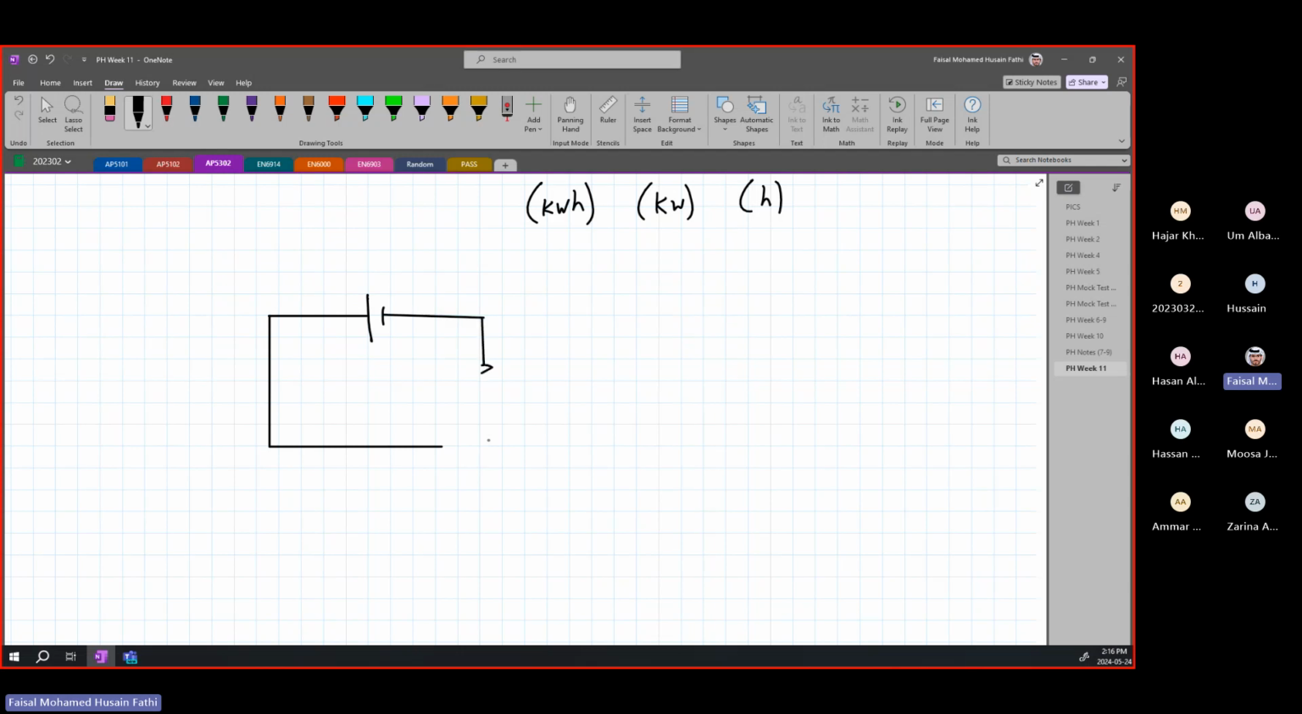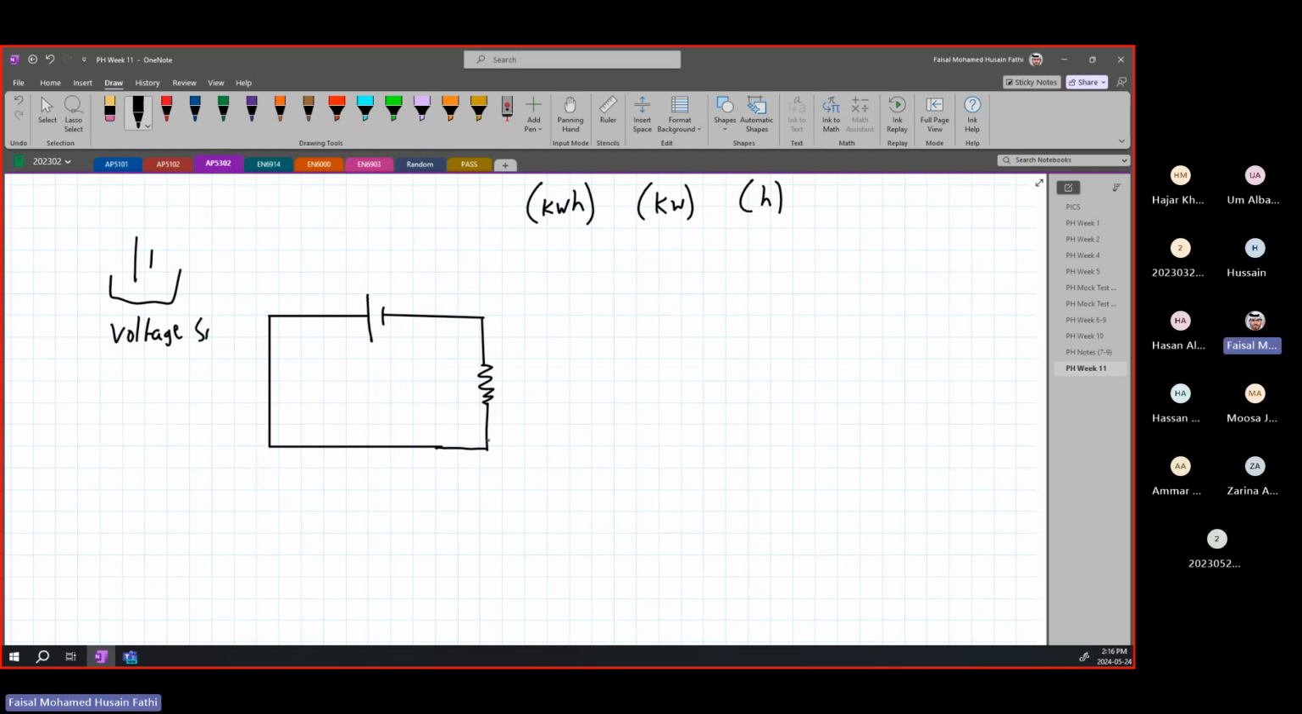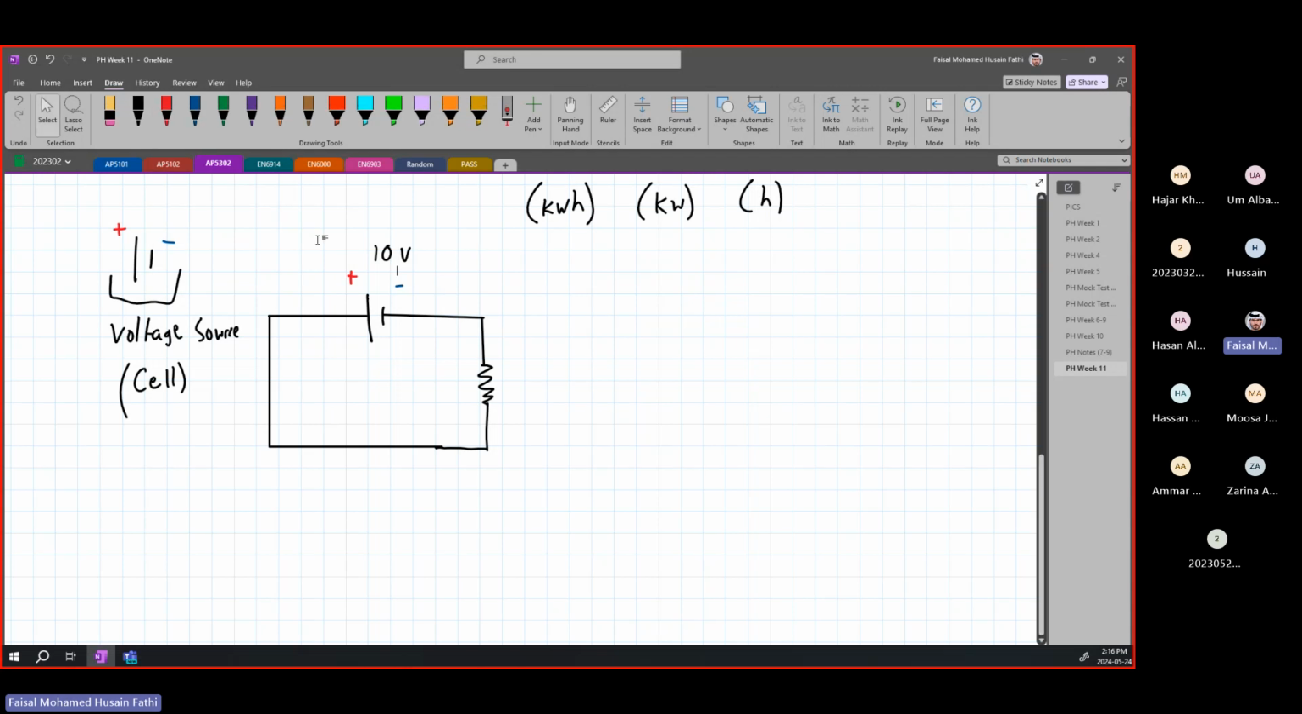So let's say, for example, we have this basic circuit. All right. This is a voltage source, or to be more specific, this is a single cell, okay? And the longer side is positive and the shorter side is negative, all right? This is just what provides voltage or provides the power for the circuit. And usually you will be given a voltage, let's say, for example, here, 10 volts from this source. So this source is providing 10 volts to this circuit, all right?